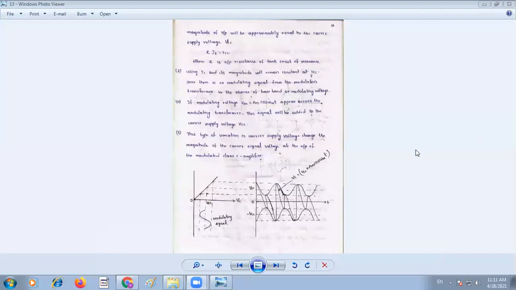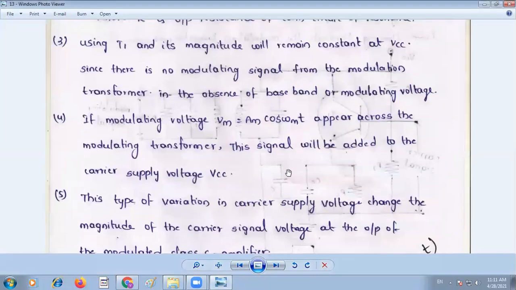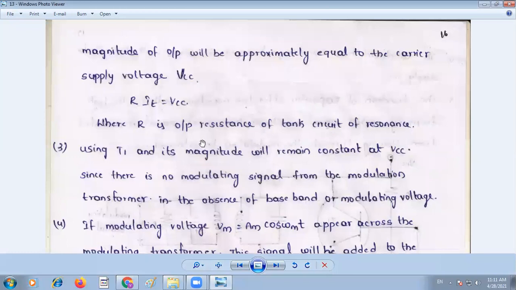See that it is the supply voltage, R into I of t. I of t is the total current after the circuit. That is, R into I of t is called VCC, where R is the output resistance of the tank circuit at resonance. So the tank circuit always presents the resonance frequencies.